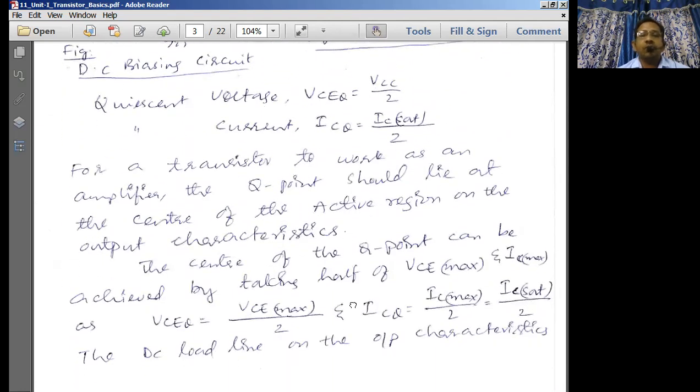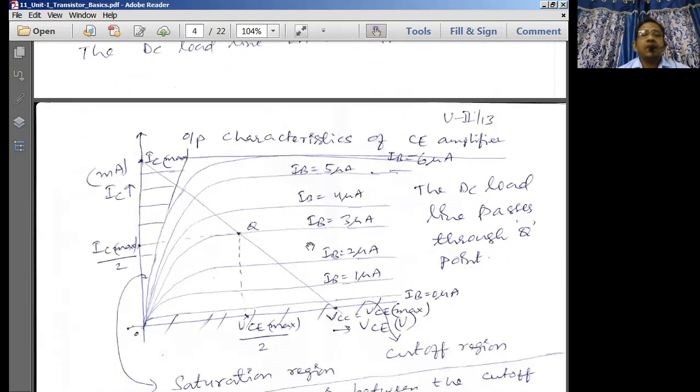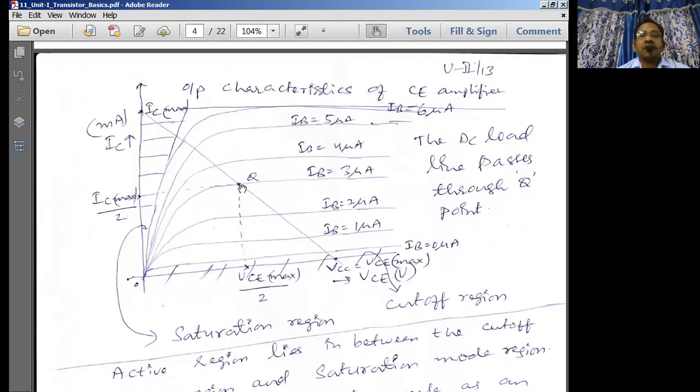Once we get a Q point, the Q point will be adjusted at the center of the active region. Then when you perform the transistor characteristics, we are going to get all these graphs. When you keep the input current constant, we'll be getting graphs like this. Now here is the Q point. This Q point is always going to lie at the center of the DC load line. This load line is known as the DC load line. The Q point is always at the center of the DC load line. This is what gets achieved by proper biasing.